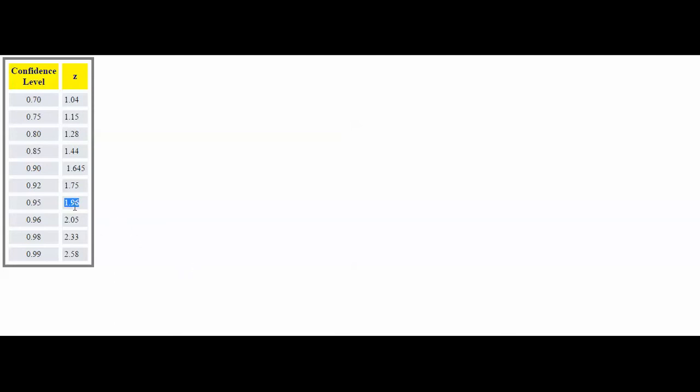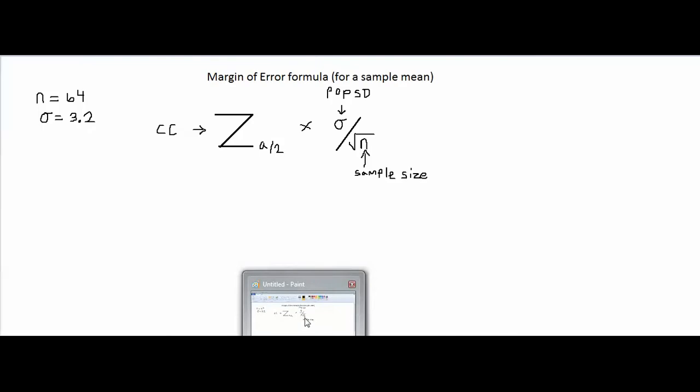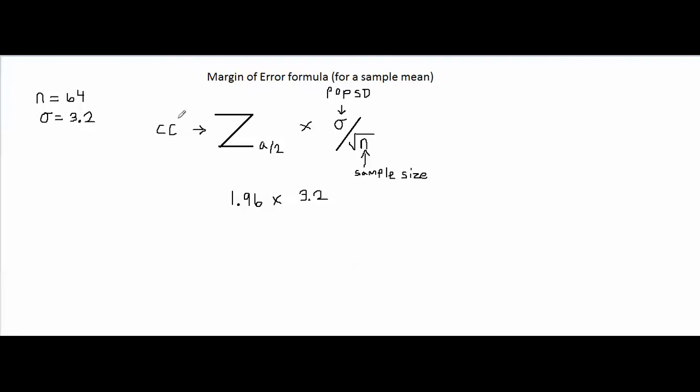So I take 1.96 and I plug it into my formula right here, for this, where this symbol is. So my confidence coefficient is 1.96. I multiply that by the population standard deviation, 3.2, over the square root of the sample size that I'm planning to use, which is 64.